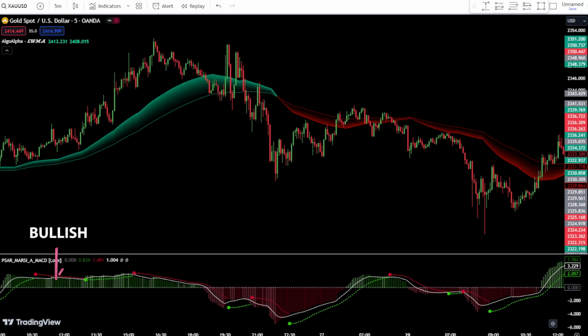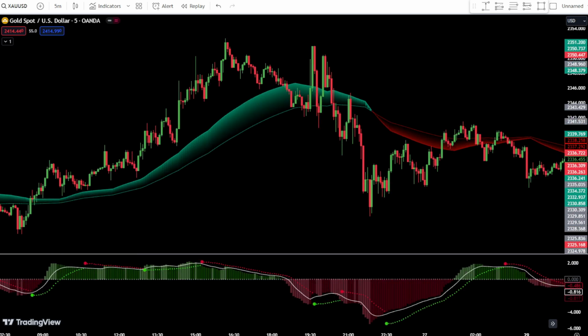If the histogram bars are green or above the zero line, it indicates a bullish signal. In this case, you can wait for a buy signal from the Parabolic SAR indicator before placing an order. Conversely, if the histogram bars are red or below the zero line, it indicates a bearish signal. In this case, you can wait for a sell signal from the Parabolic SAR indicator before placing an order. However, there are some conditions that must be met before you can place an order. To explain this in more detail, let's discuss how to place orders using this 5-minute gold scalping strategy.